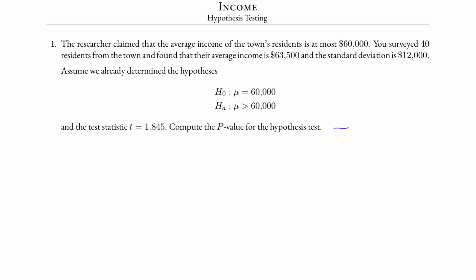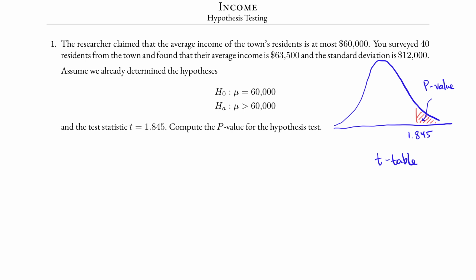The t-distribution is very similar to the normal distribution. It is symmetric. For the right tail test, because the alternative hypothesis is mu greater than, with the computed test statistic t equals 1.845, we're looking for the corresponding p-value, and we can do this either using the t-table or technology or a calculator. Regardless of which method we're using, we would need the degree of freedom.